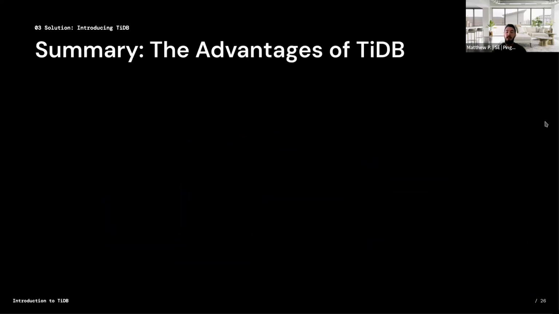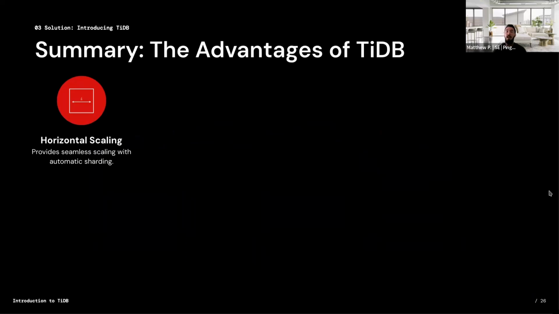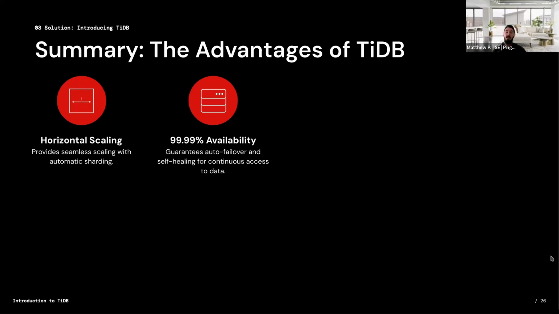Okay, now in summary, the advantages of TiDB are, number one, and I think core to the product, horizontal scaling. The fact that we can provide seamless scaling with automatic sharding is probably one of our greatest strengths. In fact, in the distributed database space, as far as scale is concerned, there's probably only one other database that really matches us in the scale sector. Four nines of availability with guaranteed auto failover and self-healing for continuous access to your data. If something goes wrong in the database, the database has a lot of mechanisms to automatically solve your problem without manual intervention.